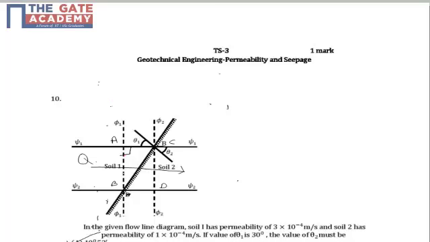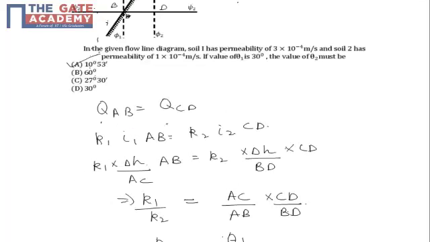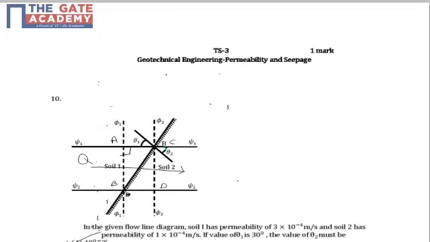Here two soil interfaces are given, soil 1 and soil 2, and theta 1 and theta 2. Theta 1 is mentioned, and it is said that in the given flow diagram, soil 1 has permeability of 3 into 10 to the power minus 4 meter per second, and soil 2 has permeability of 1 into 10 to the power minus 4 meter per second. The value of theta 1 is given.